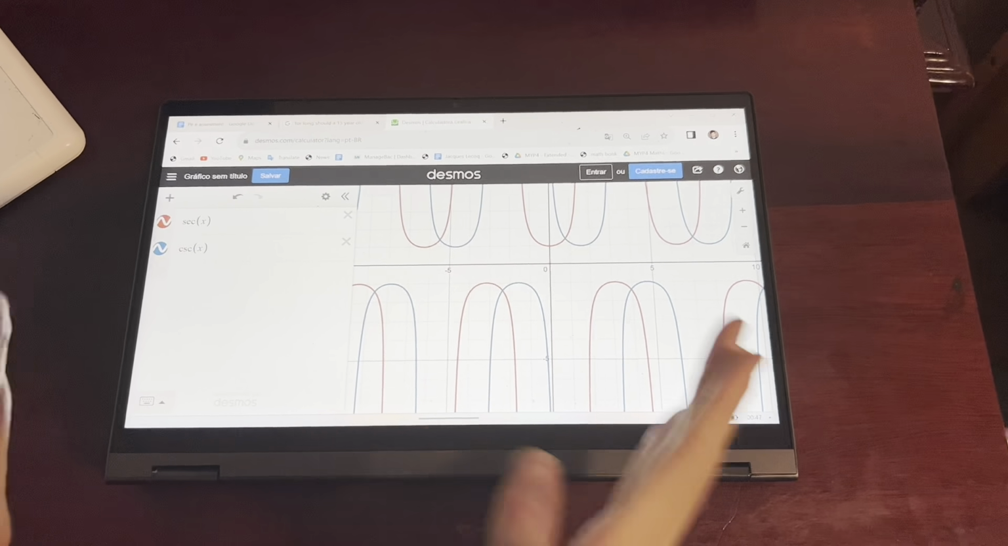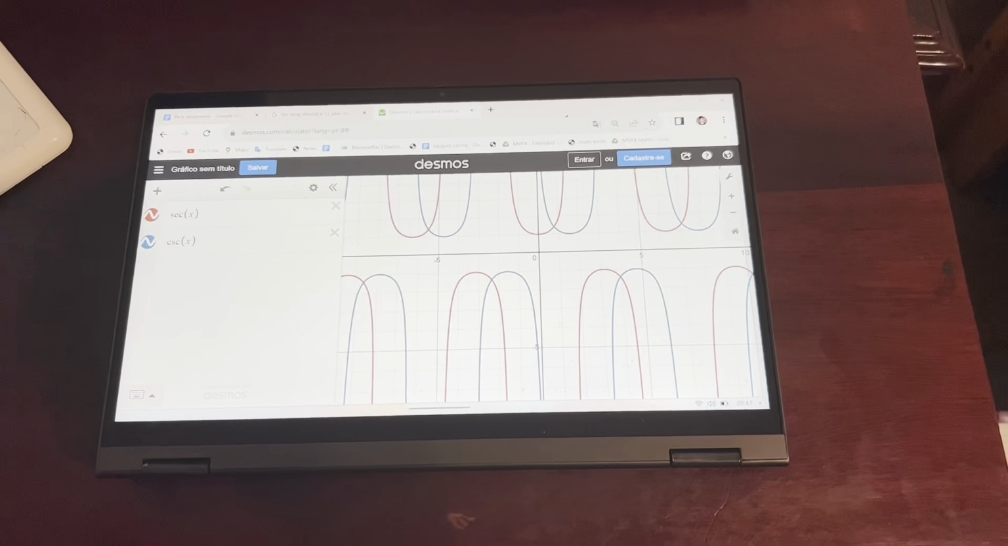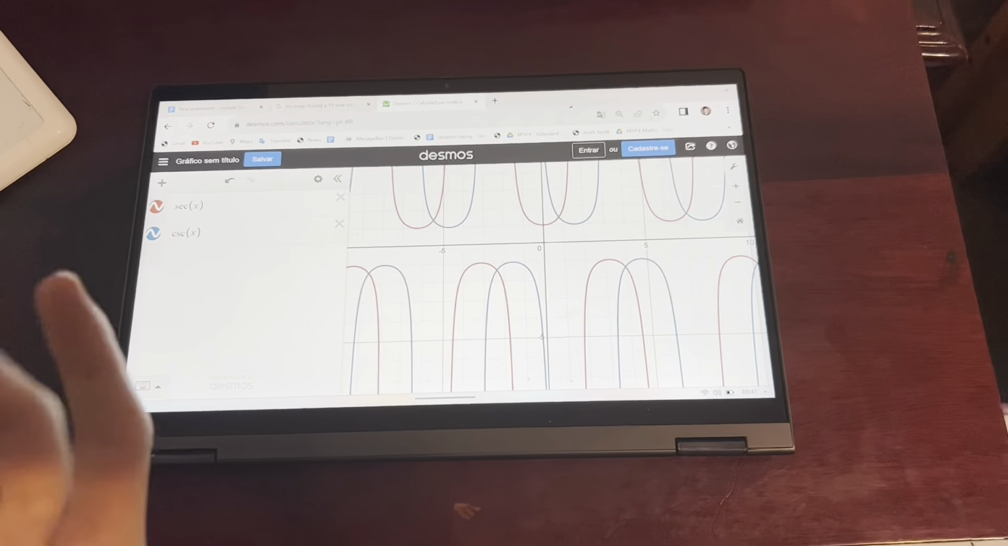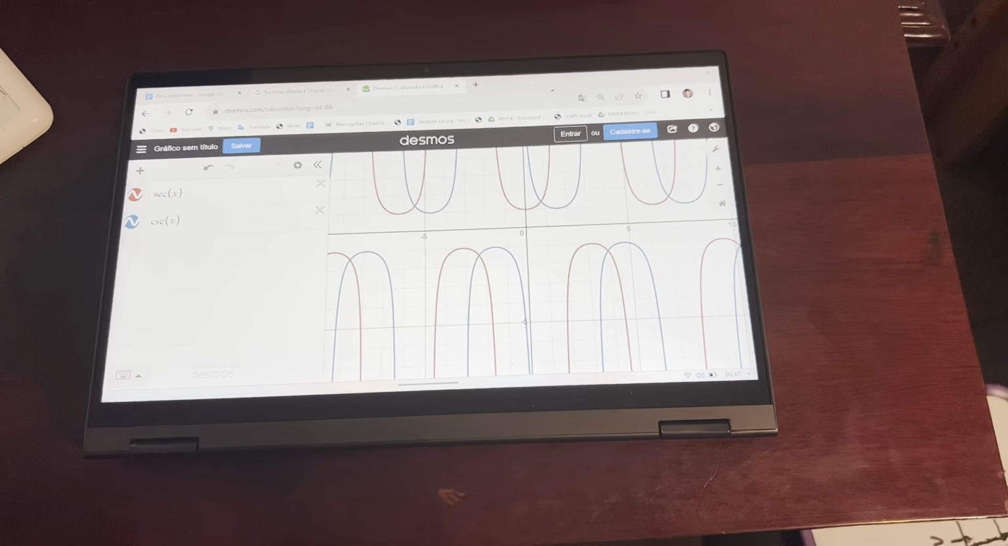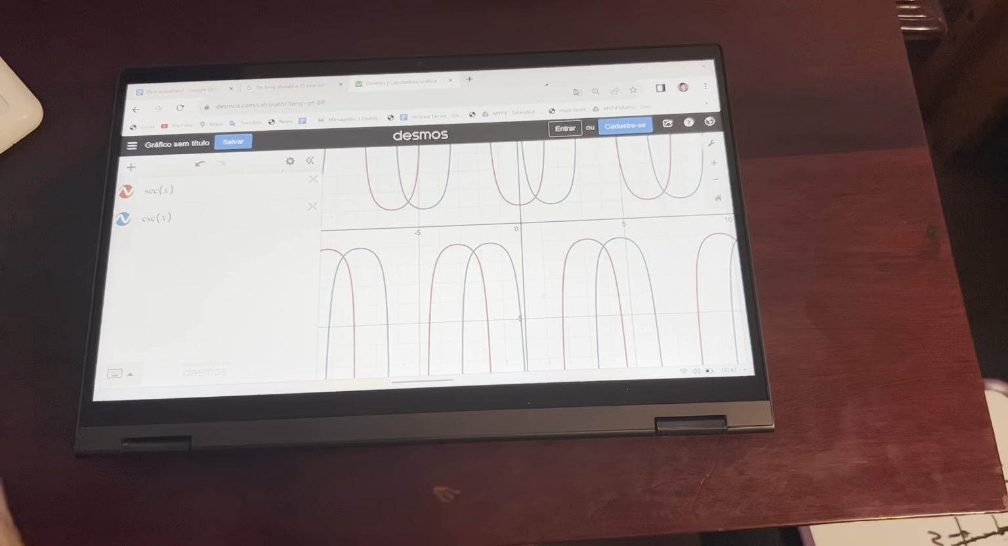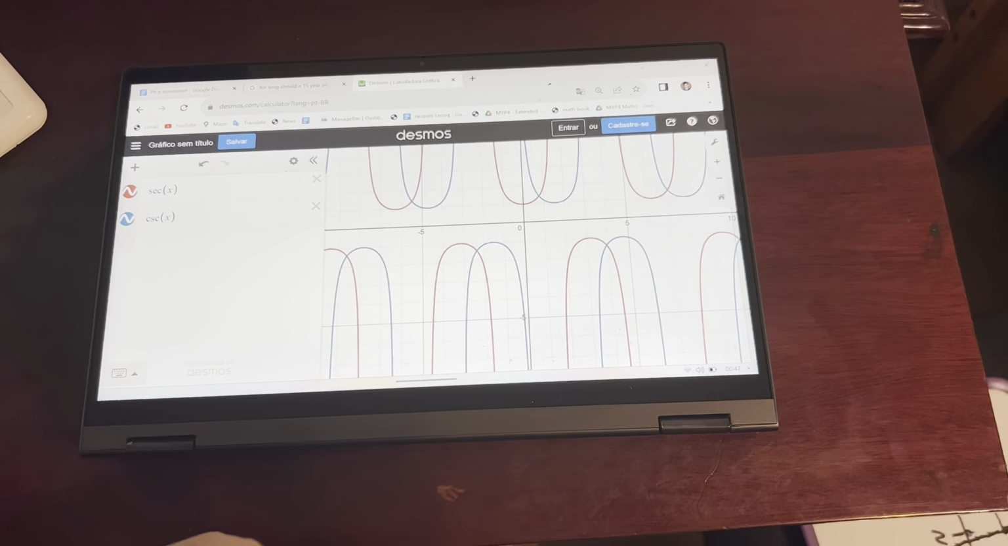But you can see it's different because, first of all, when graphing secant, we were parent graphing cosine. And now, for cosecant, we were parent graphing sine.